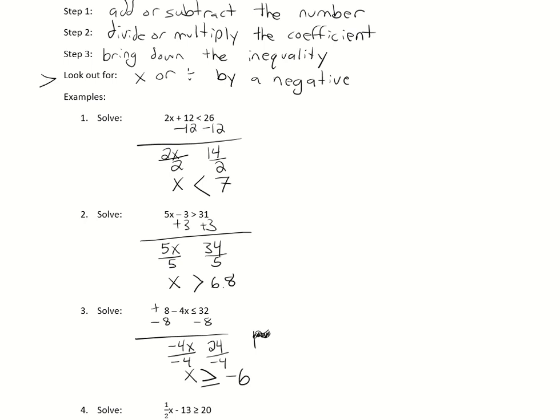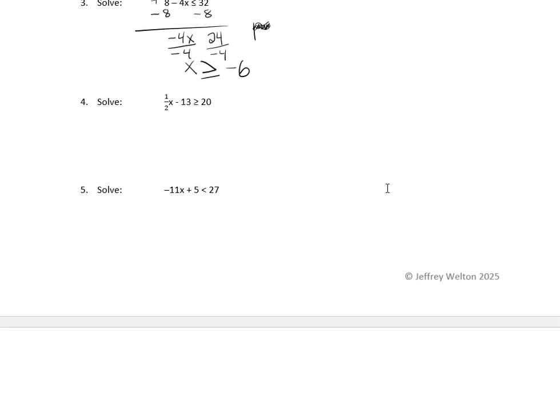So again, we need to look out for multiplying or dividing by a negative because that is going to flip that inequality from a less than to a greater than or vice versa. Next, we have 1/2 x minus 13 is greater than or equal to 20. I'd like to get rid of this minus 13, so I'm going to add 13 to both sides.